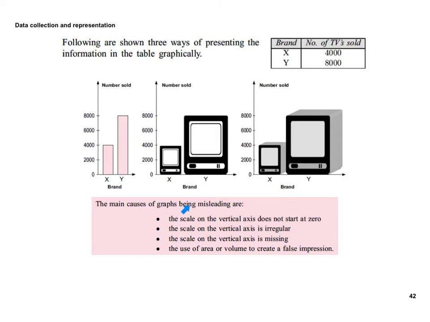Okay, the main causes of graphs being misleading are: the scale on the vertical axis does not start at 0, like the previous slide; the scale on the vertical axis is irregular, so changing the scale; the scale on the vertical is missing; or the use of area or volume to create a false impression, which is what these two do. So even though this is only double, this is much bigger, and you can see in these ones, even though it is still 8,000. So be careful about actual shapes in graphs.